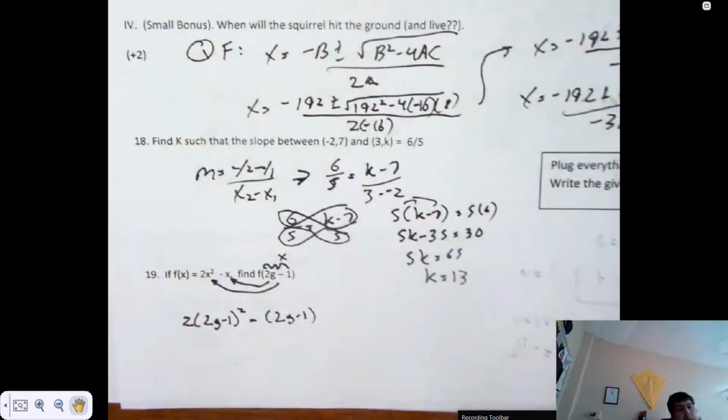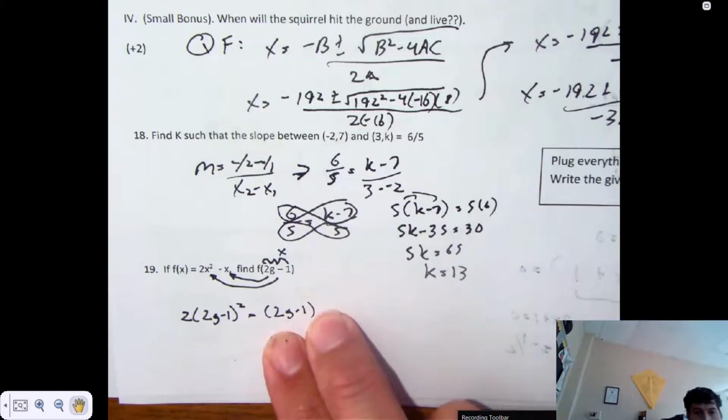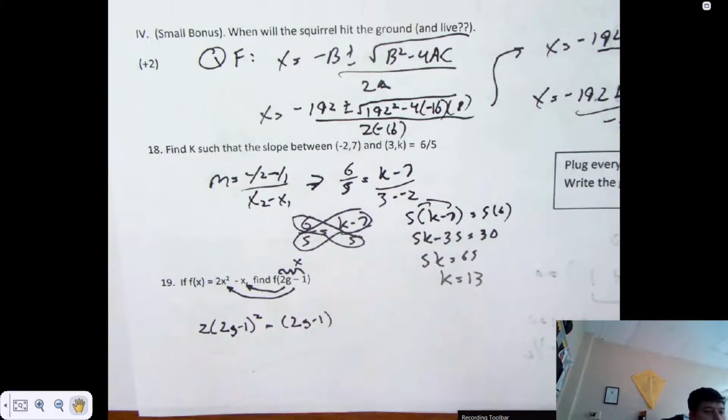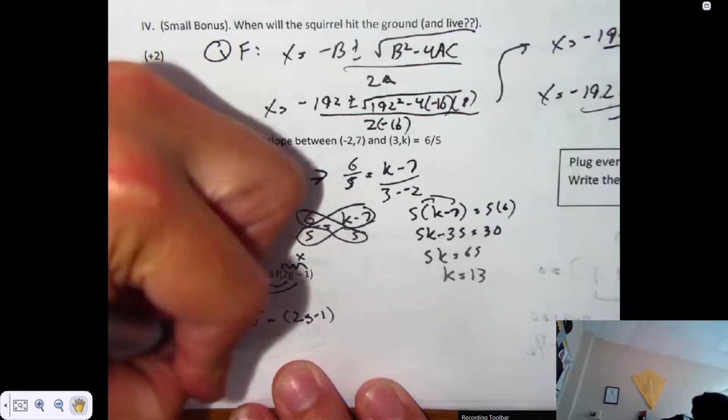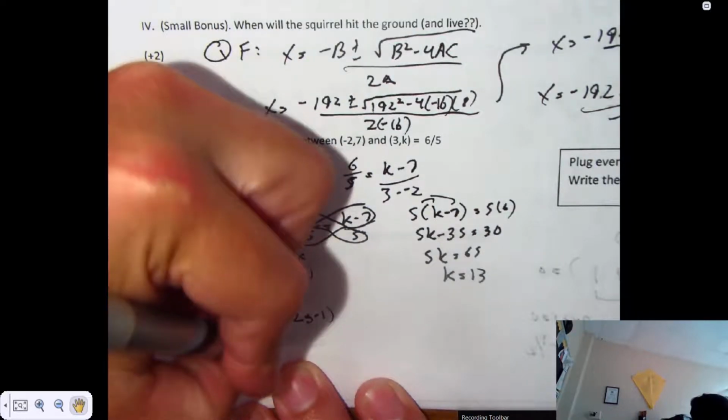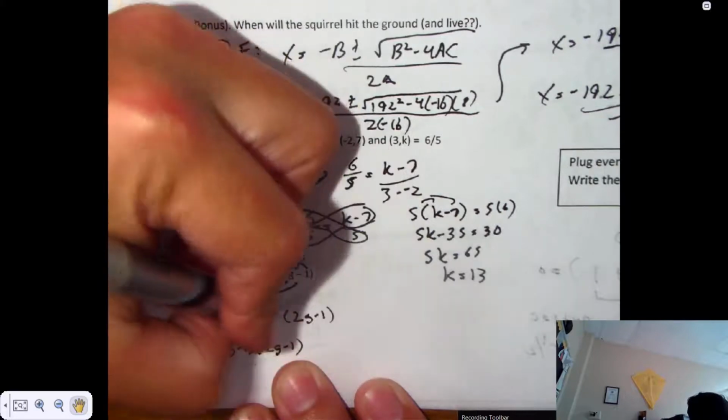Now, I have my 10 commandments in math up on the board. It says 2 or more wrap. You better wrap that 2g minus 1 or it's going to be wrong, plain and simple. If you see something squared, well, that means that you write it twice. I'm just going to distribute this negative.